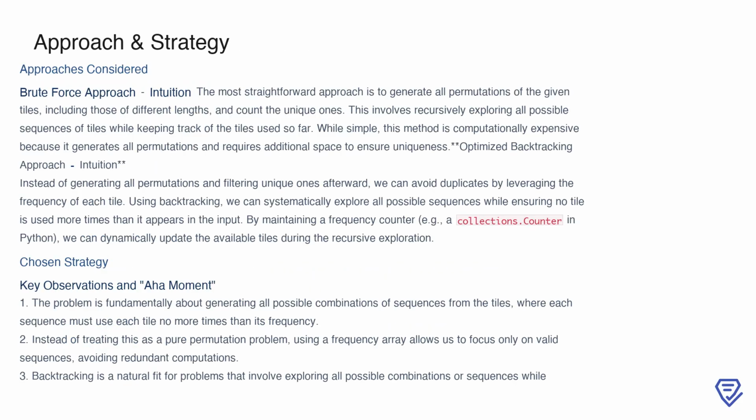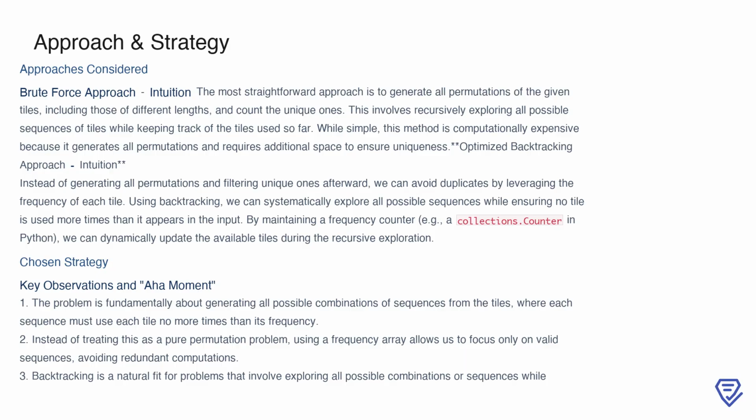To tackle this problem, we start by considering 2 main approaches: the brute force approach and an optimized backtracking approach. The brute force method is intuitive. You generate all possible permutations of the tiles, including those of different lengths, and then count the unique ones. This involves recursively exploring every possible sequence while keeping track of what tiles have been used. However, the downside is that this approach is computationally expensive. Not only does it generate all permutations, but it also requires extra memory to filter out duplicates, which makes it inefficient for larger inputs.